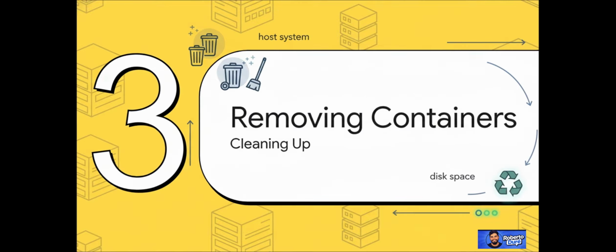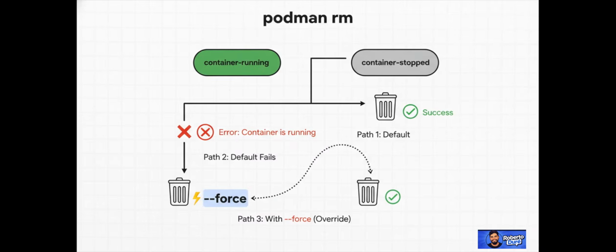Once a container has served its purpose and is in a stopped state, it's not gone. It's still taking up disk space. So the final step in the manual lifecycle is to properly remove it, ensuring a clean and efficient host system. The command for this is Podman RM.